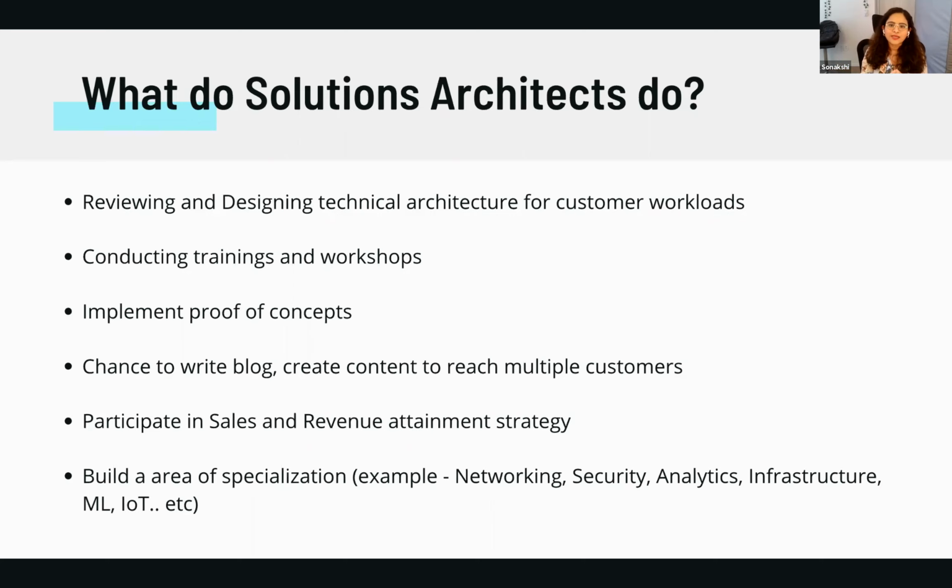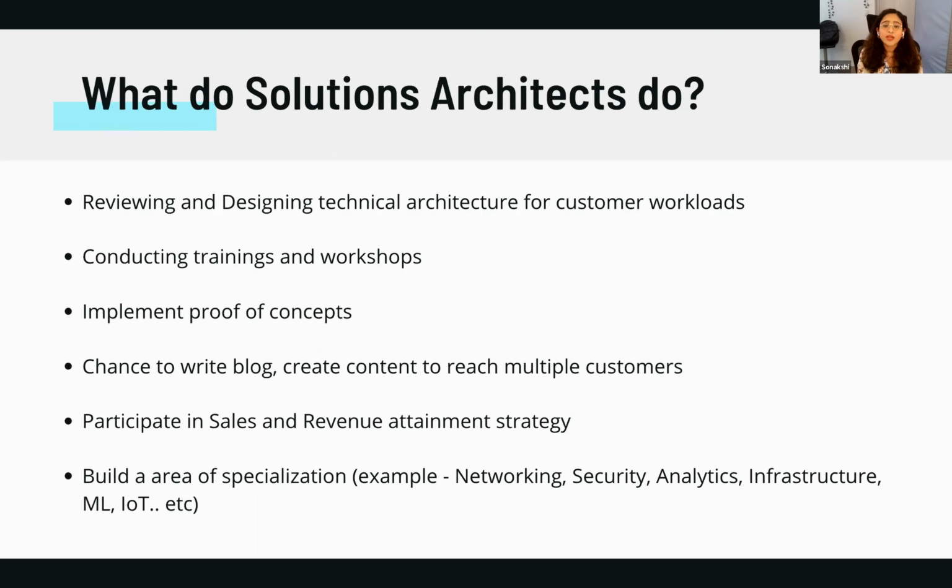So as a solution architect, you are responsible for creating the technical architectures, not only creating, but also reviewing any technical architectures for any applications that your customers migrate to cloud, right? So this is the first thing. Other than that, it's not only about creating a technical architecture, but it is also explaining your customer how a particular service or a solution works.